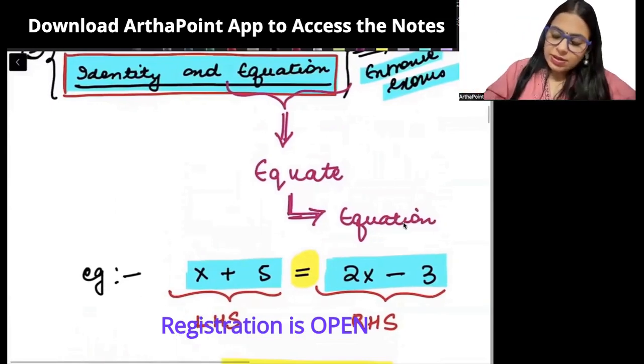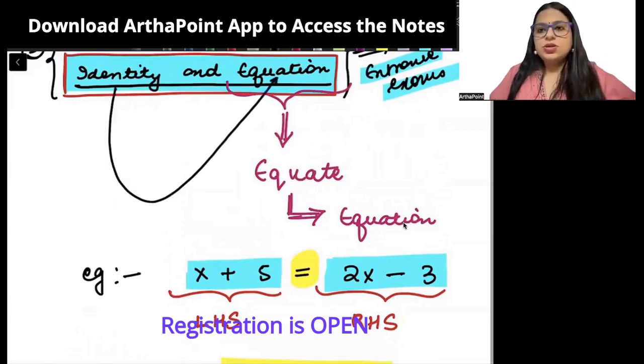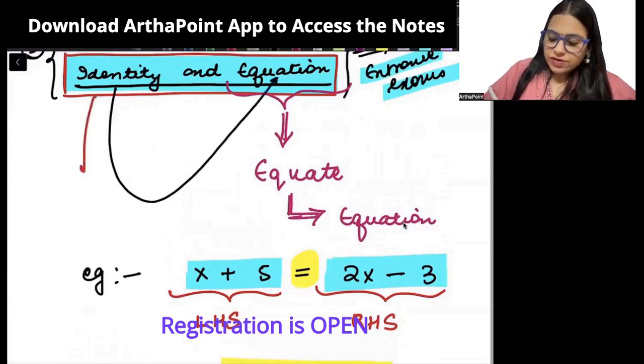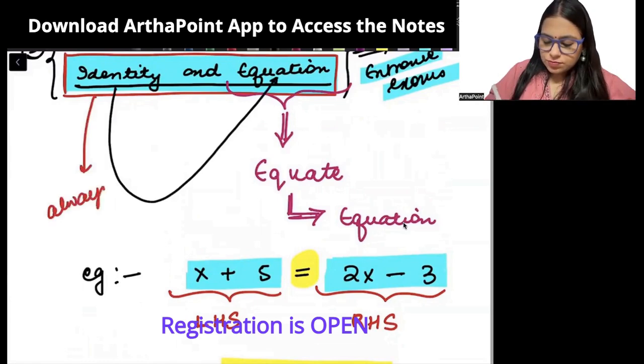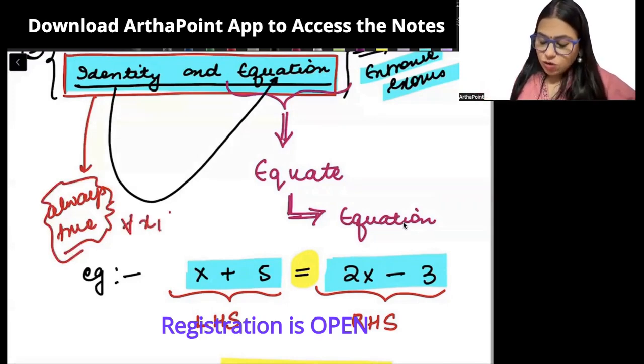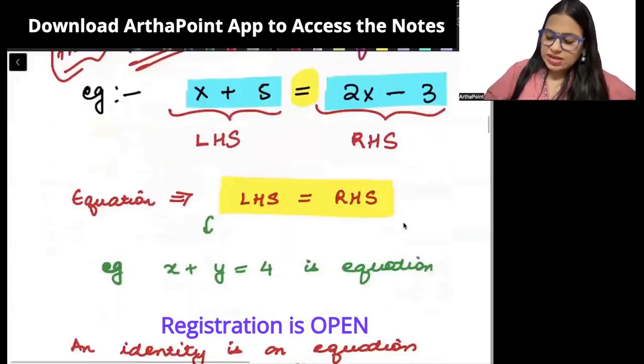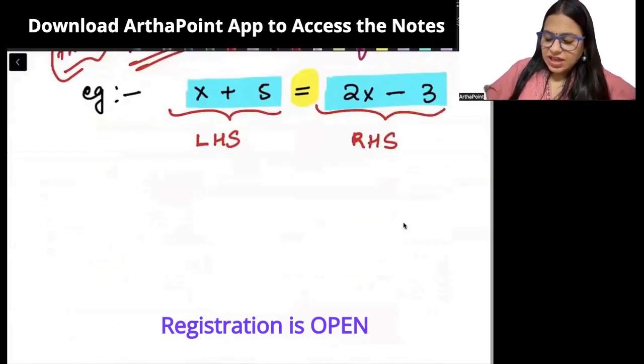अब ध्यान से सुनो मेरी बात. Identity is a form of equation, but it is always true. एक ऐसी इक्वेशन जो हमेशा सच होगी for any value of x and y, that becomes an identity. Let me give you an example. जैसे बेटा, take this equation.